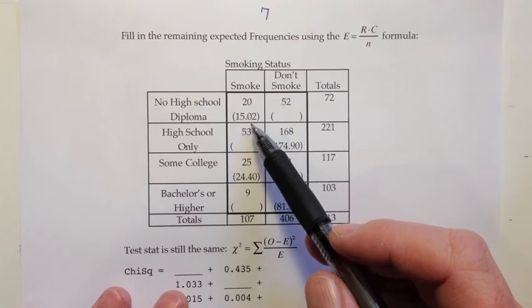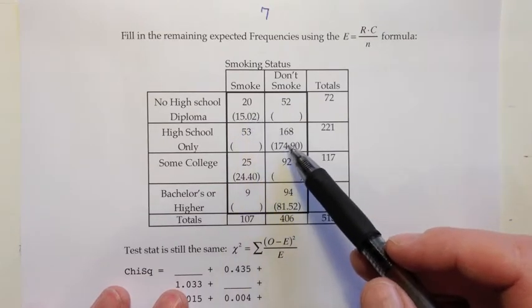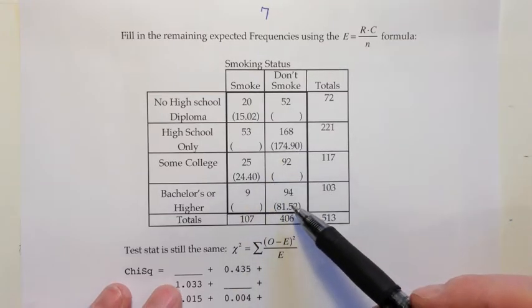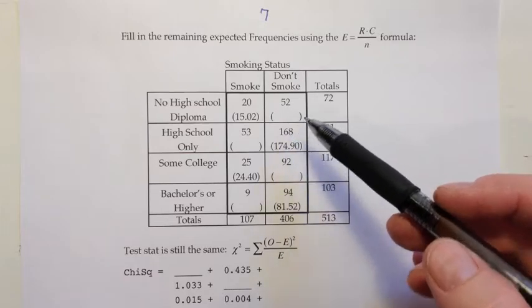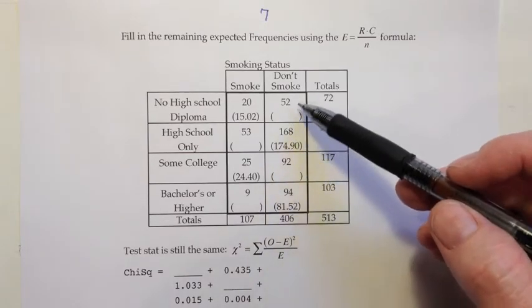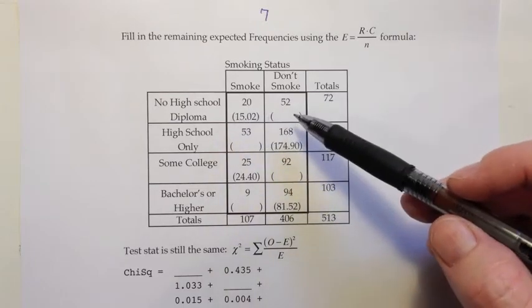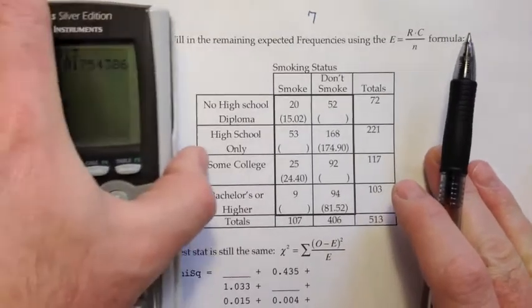The 15.02 that we just calculated on the previous page, I copied over into this grid, and I've already pre-done a few of the others for us to save a little bit of time, but we still have some to fill in. So let's start working on those. If I want to do this square right here for they don't smoke and they have no high school diploma, let me bring the calculator in and see how that would work.